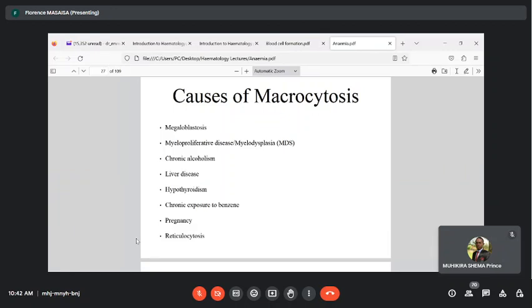Myeloproliferative, if I say myeloproliferative, understand any condition which may cause increase in myeloid cell production. Either it can be leukemias, it can be essential thrombocythemia, increase in platelets, or increase in red cells in case of polycythemia rubra. We come up to this condition. We may have liver diseases, hypothyroidism, and so on.